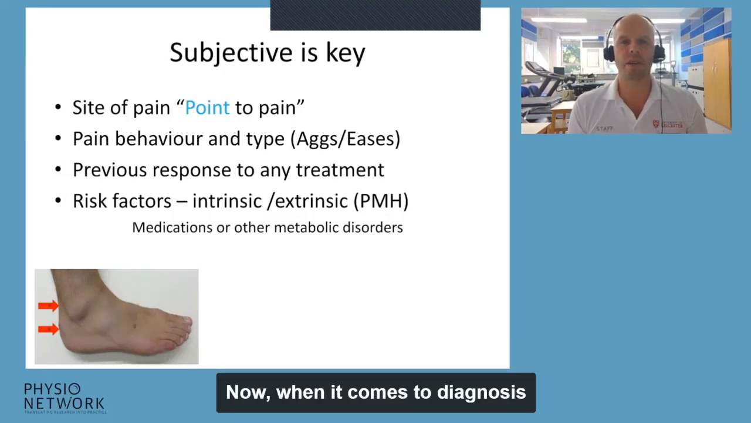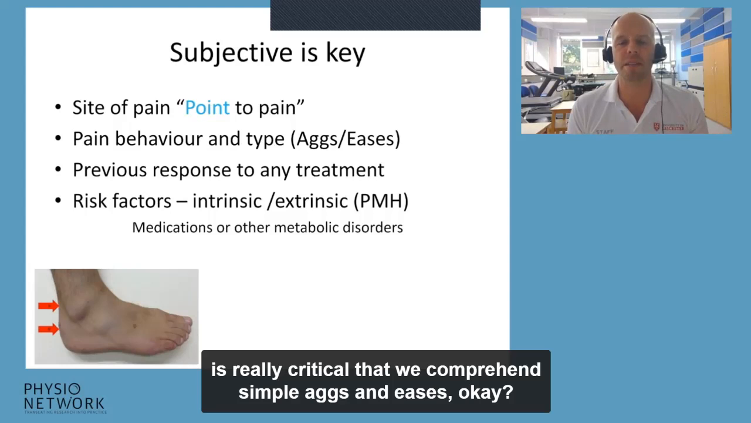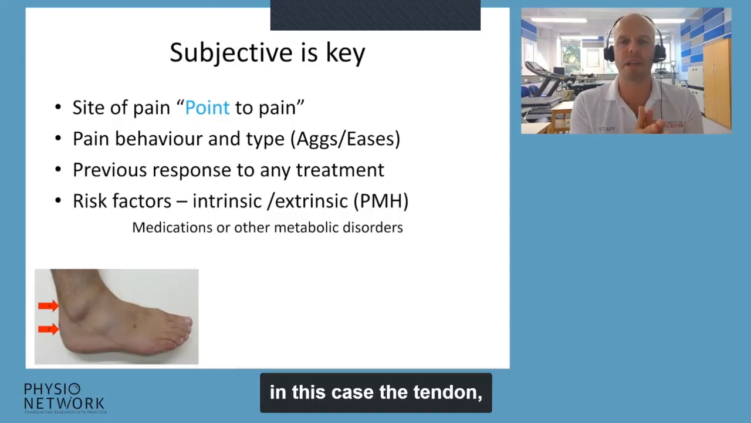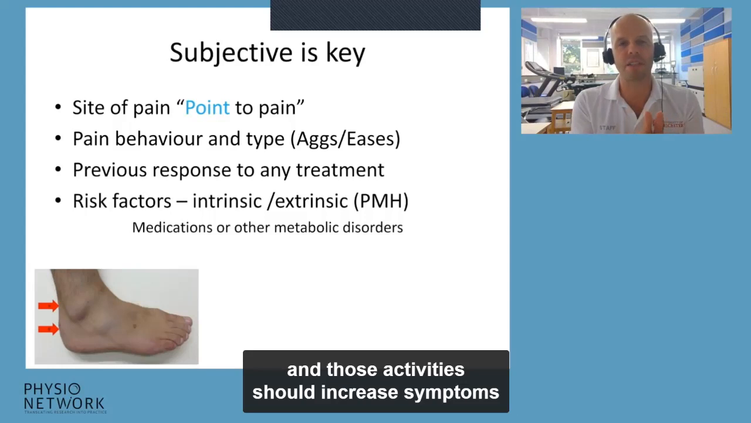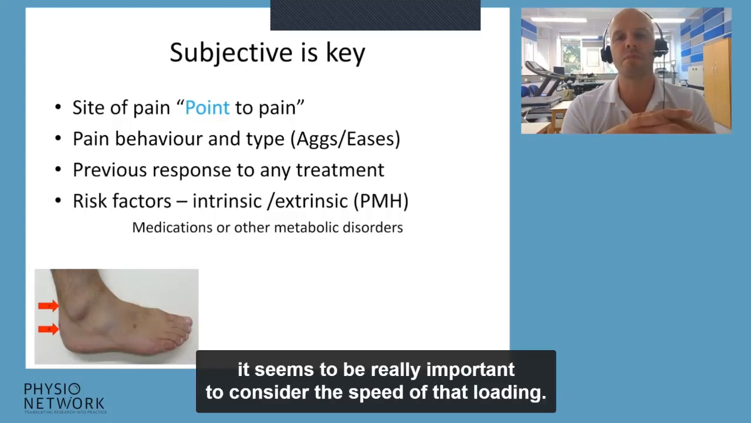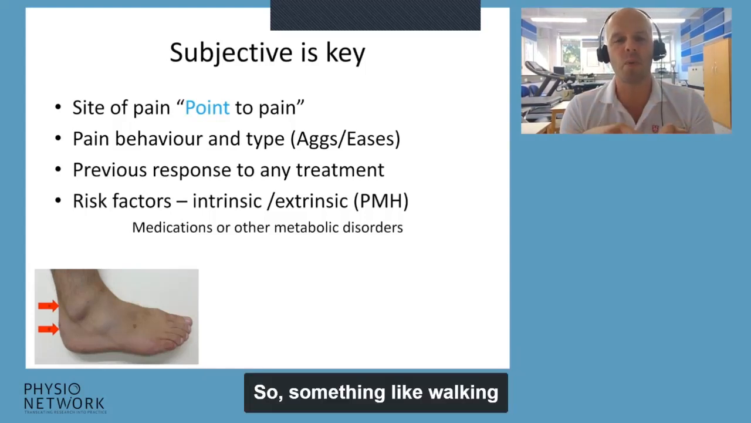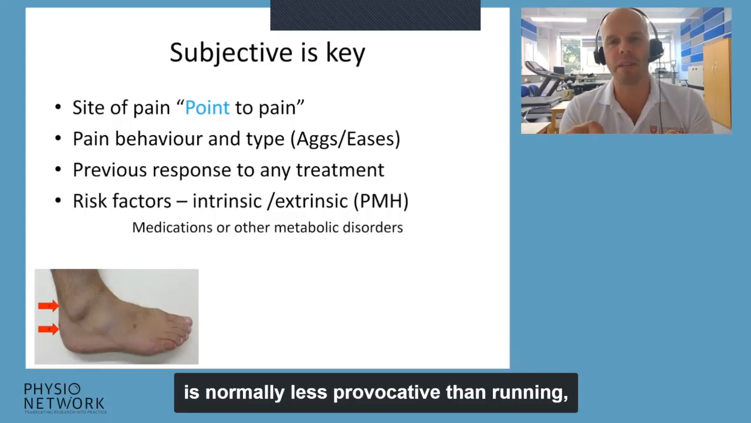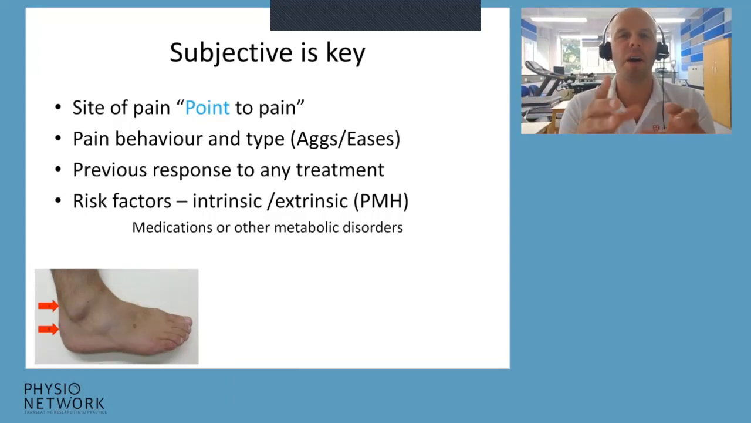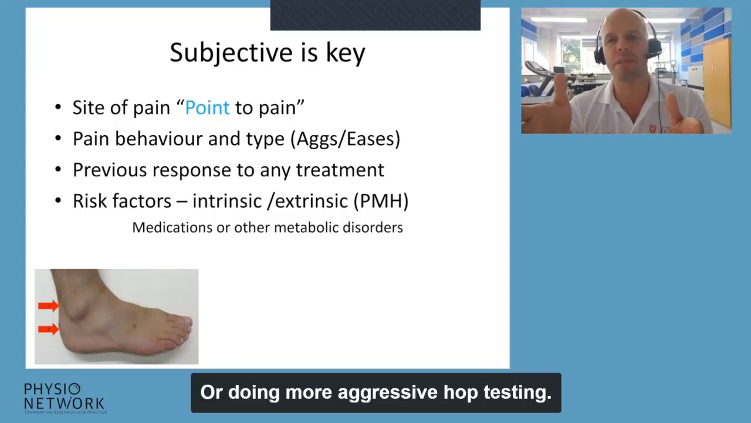Now, when it comes to diagnosis, it's really critical that we comprehend simple aggravating factors. We're looking for activities that load the given structure, in this case the tendon, and those activities should increase symptoms as the load through that tissue starts to progress. And in particular with tendons, it seems to be really important to consider the speed of that loading. So something like walking is normally less provocative than running, and running may be less provocative than trying to do something like a triple jump or doing more aggressive hop testing.